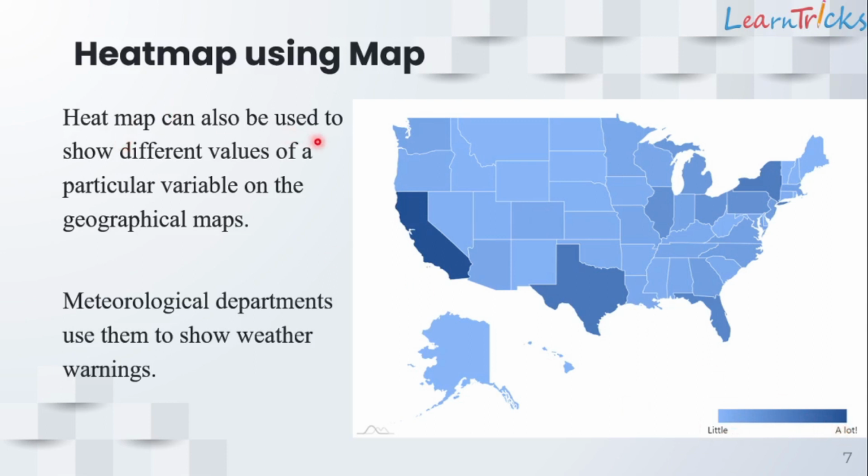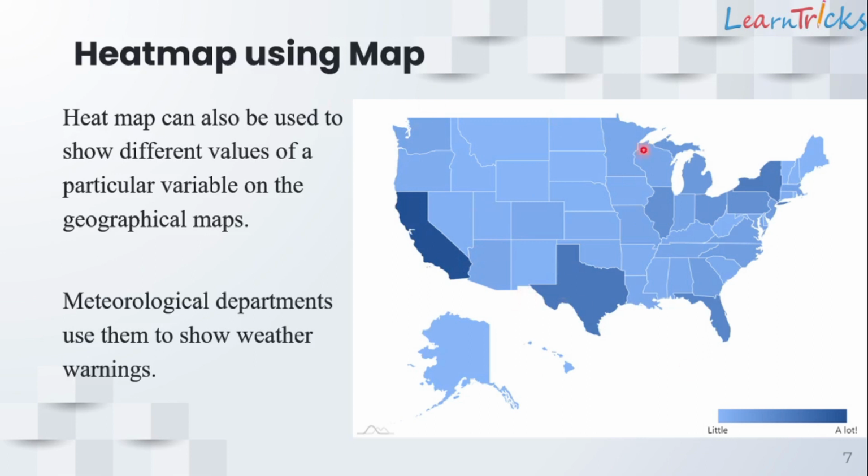So a heat map can also be used to show different values of a particular variable on a geographical map. Specifically, the meteorological departments use them to show weather warnings, meaning where there will be higher rain, where there will be less rain, or higher wind, lower winds, or say the warnings for cyclones. The meteorological departments use this heat map with a geographical map.